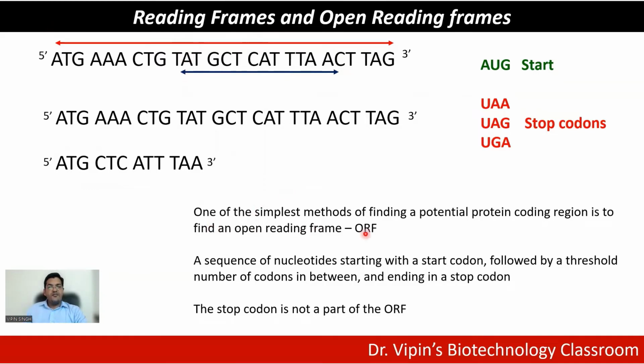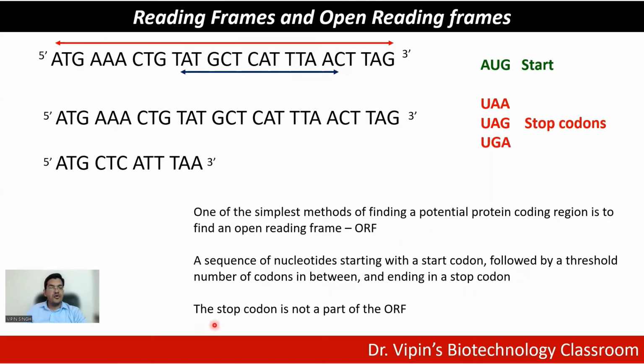So one of the simplest methods of finding potential protein coding regions is to find an open reading frame, or ORF. A sequence of nucleotides starting with the start codon, followed by a threshold number of codons in between, and ending in a stop codon is what is known as the open reading frame.